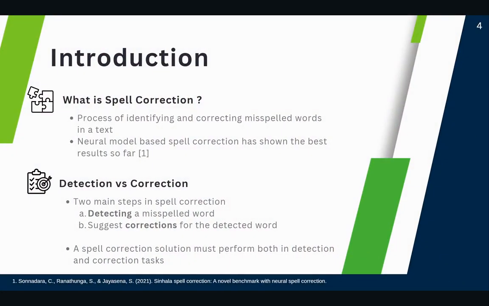Let me give you a brief introduction into spell checking. Spell correction is the process of identifying and correcting misspelled words in a text. Spell correction mainly consists of two different steps, error detection and error correction. A spell correction solution must perform both of these steps relatively well to consider that as a successful solution.